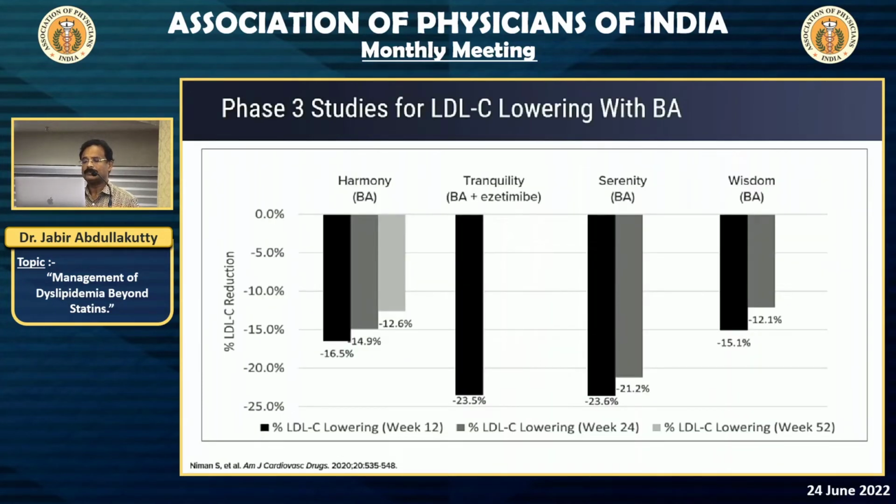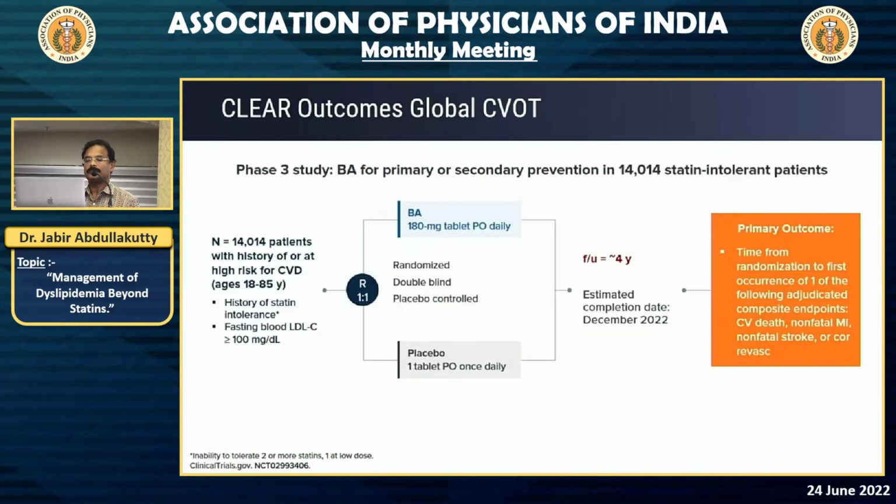And in the phase 3 studies for LDL lowering, Tranquility, Harmony, Serenity and Wisdom, it was 15% to 23%. So the maximum reduction with bempedoic acid alone is almost 23.6%. With ezetimibe, it can go up to 38%, and with a low dose statin plus, so 3 drugs together, it may go up to 60% reduction. We don't have outcome study data with bempedoic acid right now, but an outcome study is going on, that is the CLEAR Outcomes data.